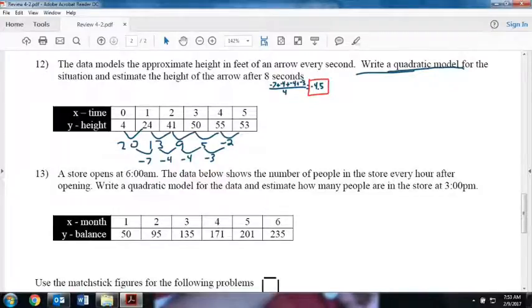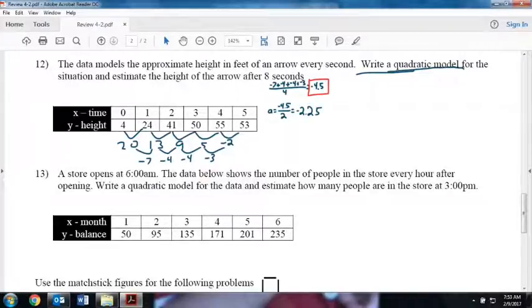So, here we go again. A is your second difference divided by 2. So negative 4.5 divided by 2 is negative, what, 2.25? Yep, negative 2.25.